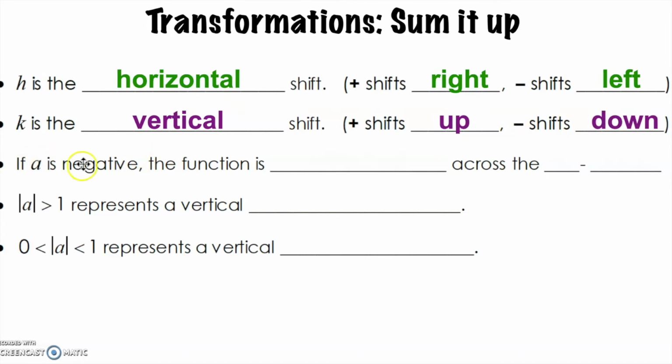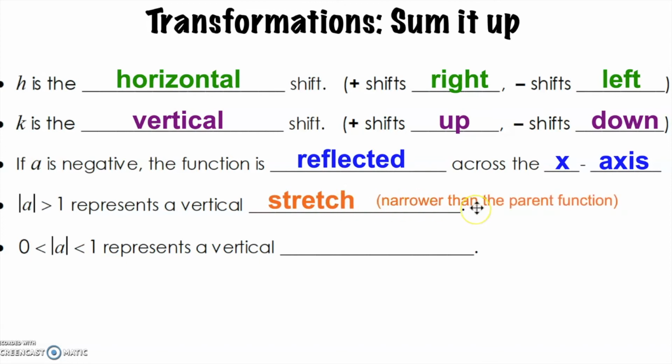If a is negative, the function is reflected across the x-axis. In other words, the parabola opens down. If our a value is greater than 1, it represents a vertical stretch, like taking the ends of that rubber band and stretching it, which means it'll be narrower than the parent function. If our a value is between 0 and 1, so less than 1 but greater than 0, it represents a compression. Compressing means to squish it down, so it's going to be wider than the parent function.